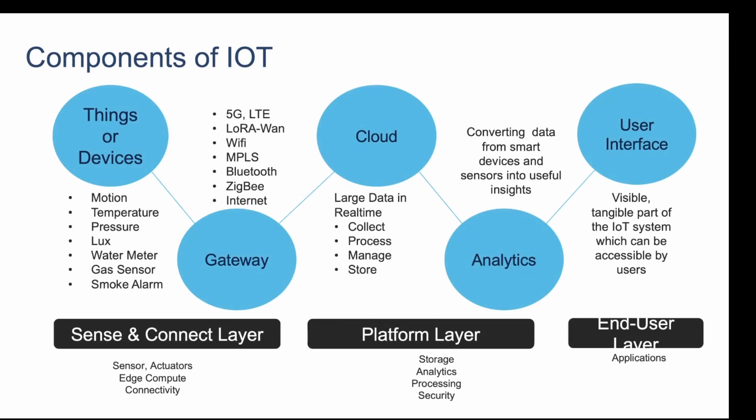Okay. If we look at the components of IoT, if we break it up, the first layer will be things or devices. Second can be the gateway. Third is cloud. Then analytics, and last is the user layer.